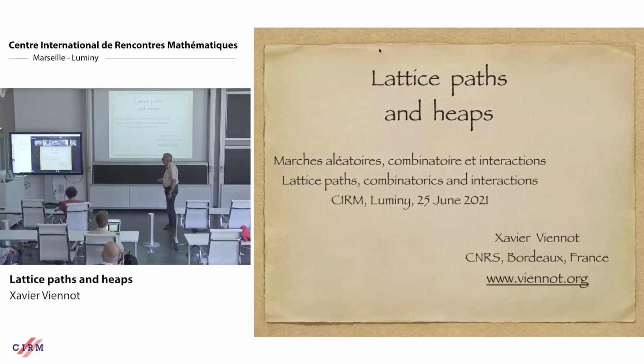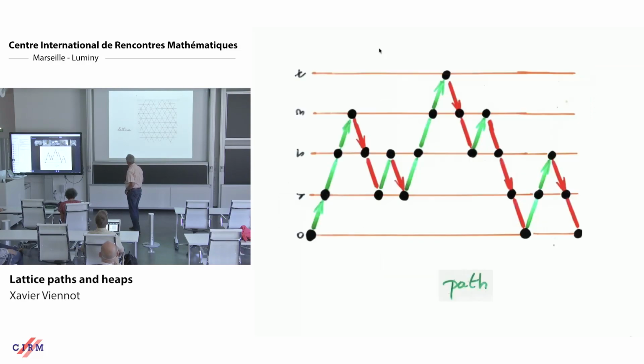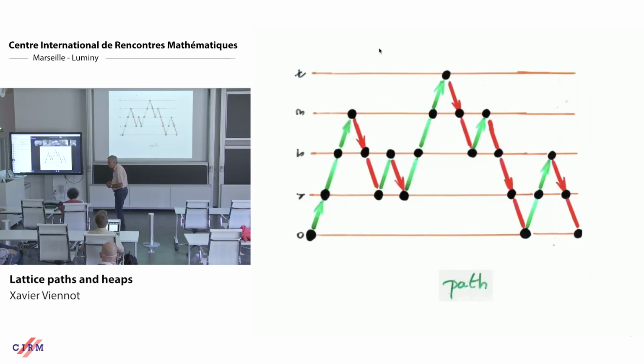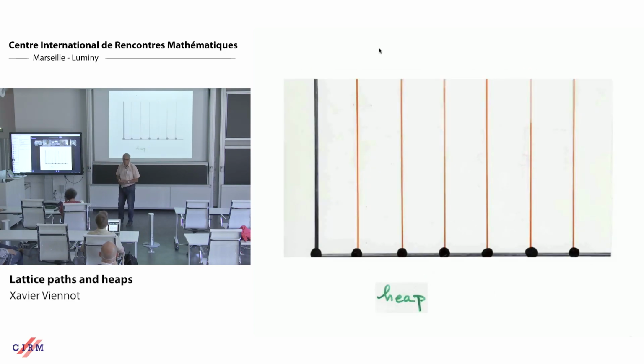So, the title of the talk is Lattice, Path, and Heaps. I have to adjust with the 3 screens. So this is a lattice. This is a path, a Dyck path. And this is a heap.